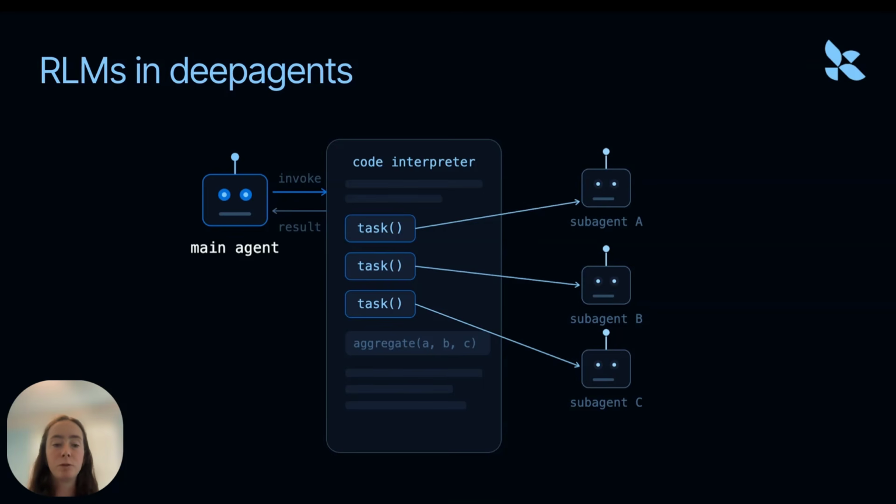So in order to use RLMs, we give the main agent access to this task function in the code interpreter. So the main agent writes code that uses this task function. It calls out to subagents, and then there can also be other code surrounding these task calls. So maybe data preparation, maybe after all the task calls, aggregation, things like that.